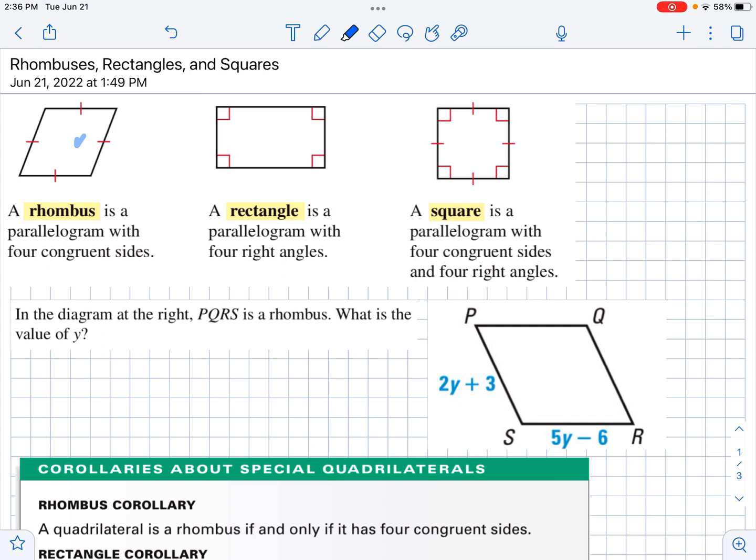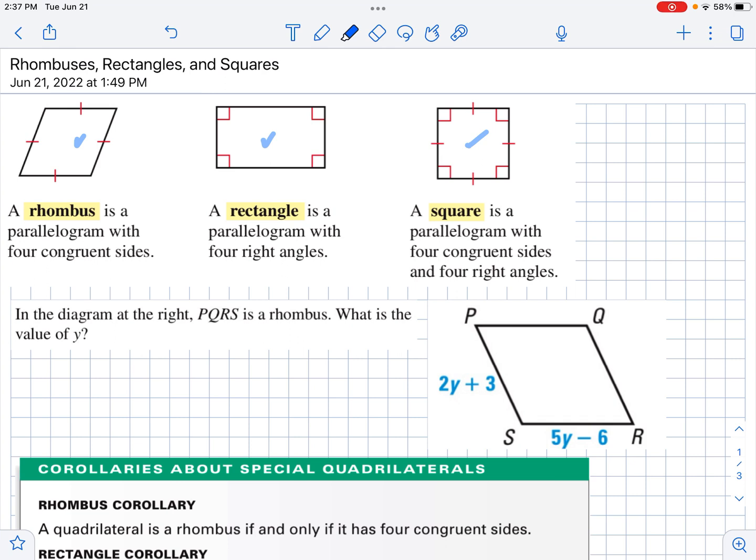Now, if you have a quadrilateral and all the angles are 90 degrees, then you have yourself a rectangle. Now, if you have a quadrilateral and all the sides are congruent and all the angles are right angles, those two situations, then you have yourself a square. So these are the three quadrilaterals that we'll look at. Now notice, a square is a rhombus, and it's also a rectangle.